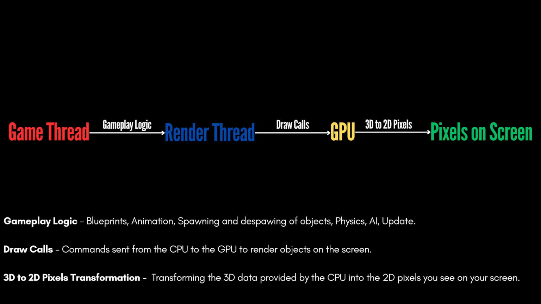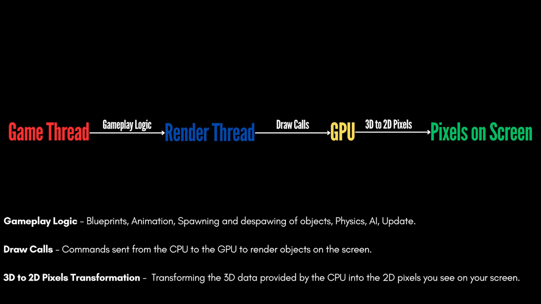Hey there, game devs! Have you ever wondered why your game slows down even though you got a beast of a GPU? The answer often lies in understanding what happens behind the scenes. And by that I mean understanding how your CPU and GPU work together in Unreal Engine's render pipeline.